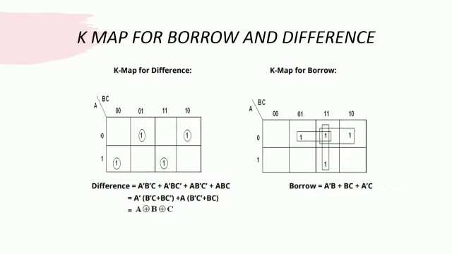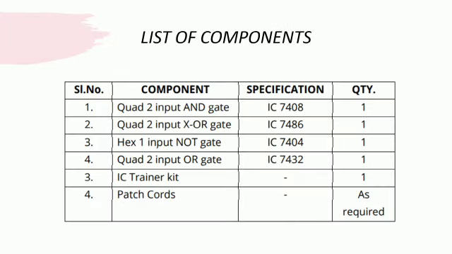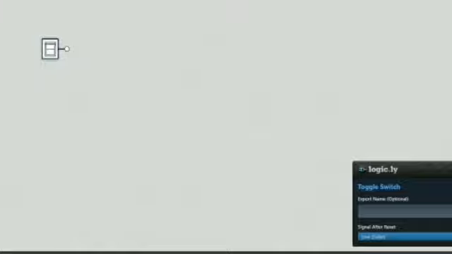And this is the K-map for borrow and difference. As I said before, you have learned in half adder, you are going to do here also. That is, you are going to see where the 1 is present in the output column of the truth table, and you are going to put 1 in this box also, and you will group that and you will find the Boolean expression. And this is the list of components you will require if you are going to do this experiment.